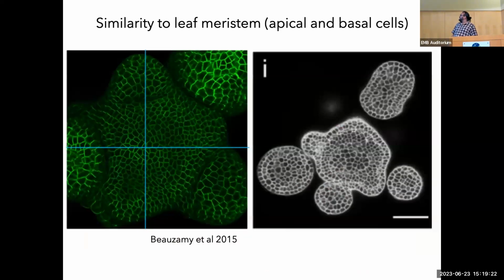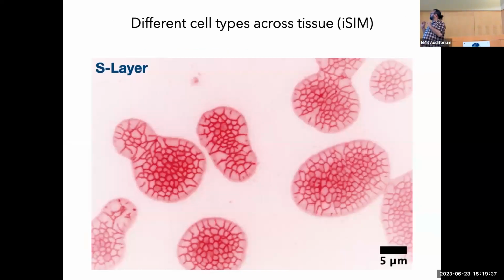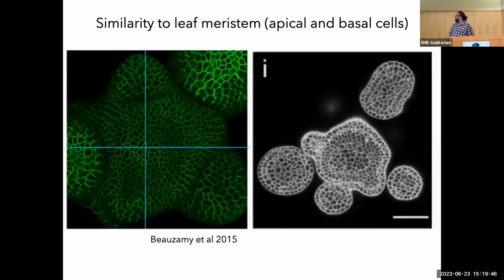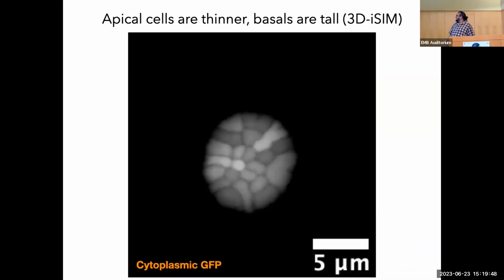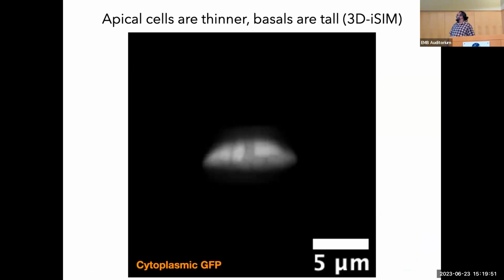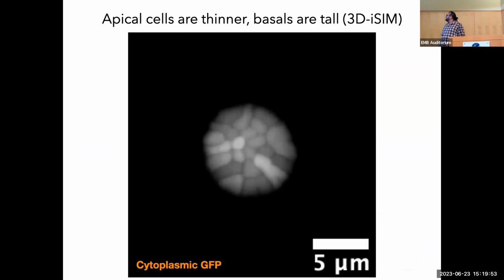So then I always like to show how similar they look to plant leaf meristem. And because of that, we call it our outer cells. As you can see here, the outer cells look larger, and I'm going to show that they're flatter. We call them apical cells, and the inner cells are called basal cells, based on the meristem nomenclature. And as you can see, they look like a cap or like a speed bump.